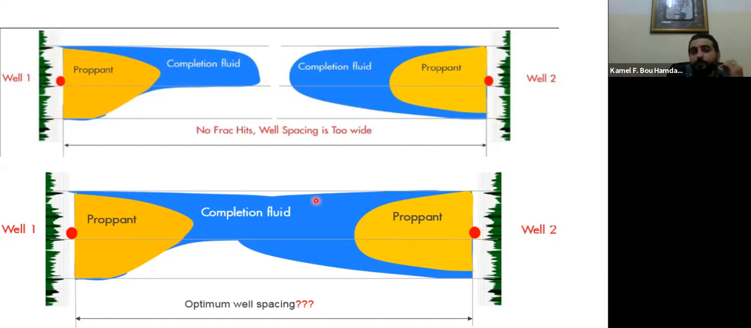So in reality, we prefer this to occur. We prefer frag hits to occur because they can give us an idea of the maximum well spacing.